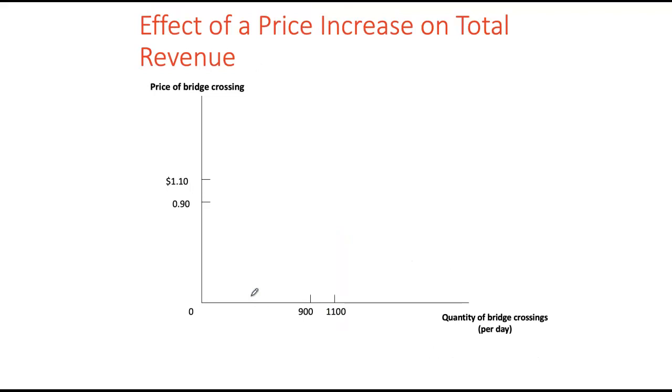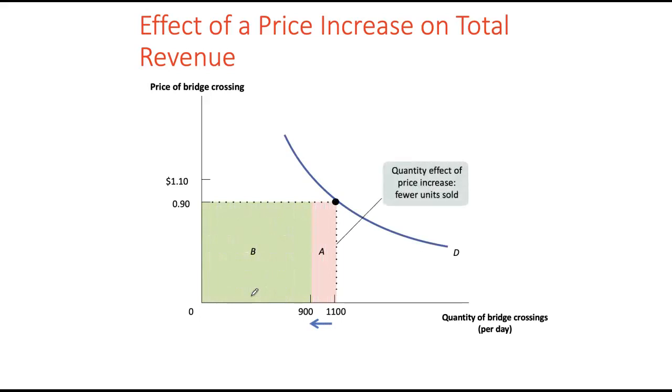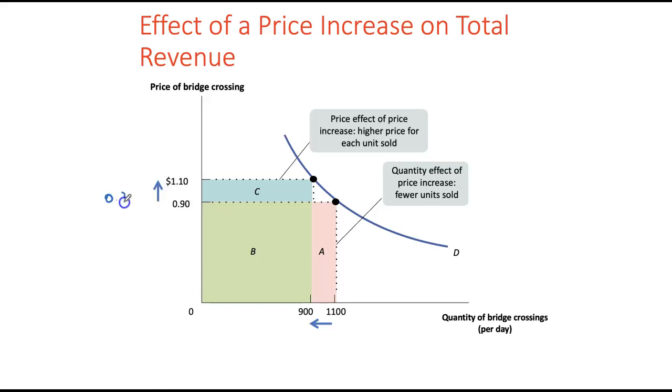As price increases from 90 cents to $1.10, note there are now two opposite effects on revenue. Because I'm increasing the price from 90 to $1.10, quantity sold is now a lot lower than before. So this area A is indicating the loss in revenue because of lower quantity sold. But at the same time, because I'm charging a higher price, I'm also getting these additional 20 cents. So $1.10 minus 90 cents is 0.20, or 20 cents. I'm getting 20 cents additional for all of these units sold.